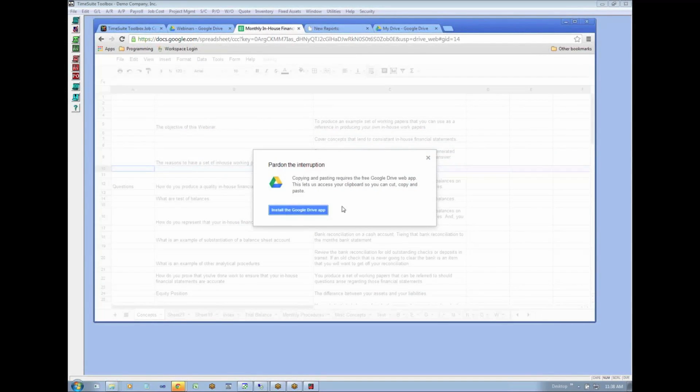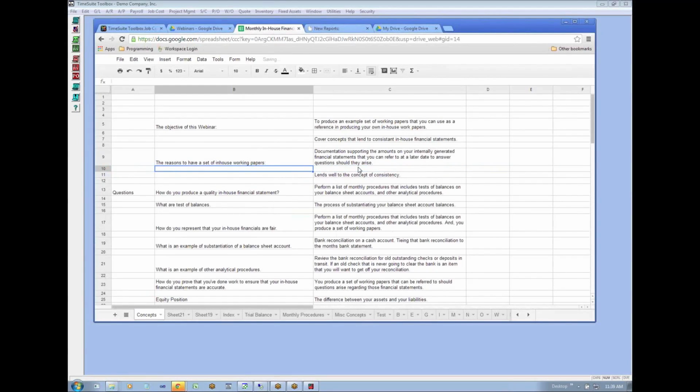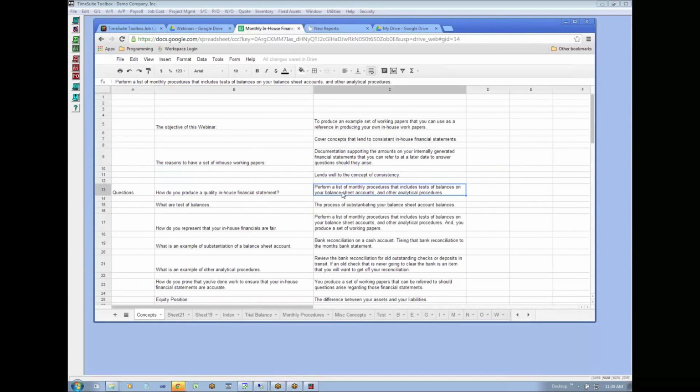Another purpose would be to lend to the concept of consistency. So we want to consistently be accurate. Okay, so if you produce a set of working papers that support your monthly financial statements and the journal entries that you may be making to get to a point where your financial statements are fair, if there are questions as to its accuracy, you've got the support that you put into it. If you say you made 10 but you really didn't, then that's not what you want, right? So how do you produce a quality in-house financial statement?